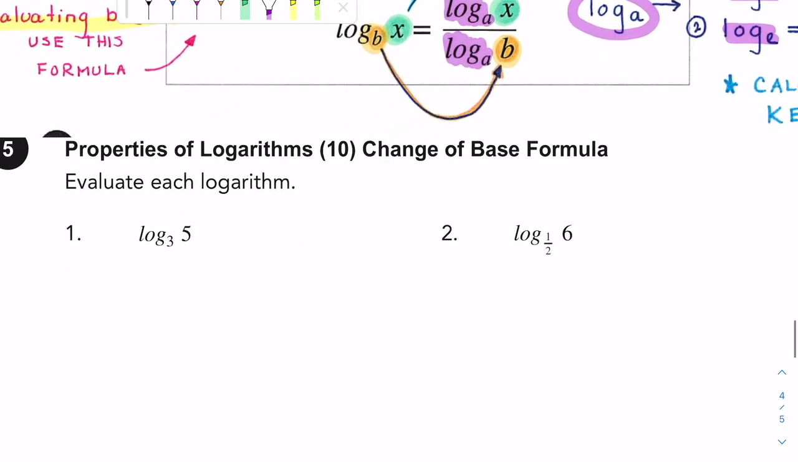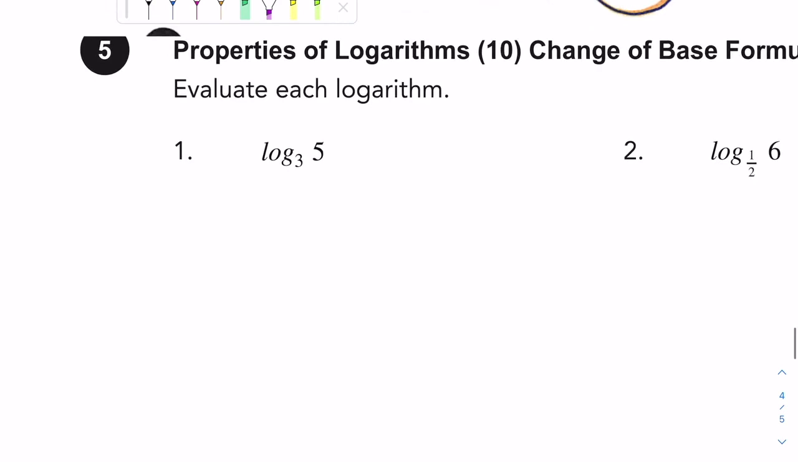So for the first example, we're actually going to do both of them. We have log base 3 of 5. I'm going to use log base 10 first, and then I'll do log base e, or ln, second. The argument is going to become the numerator. I'm going to write this as log base 10 of 5. And the base is going to become the denominator. I'll write that as log base 10 of 3.